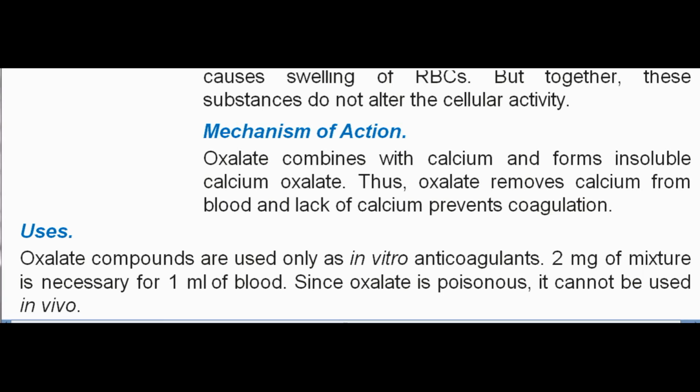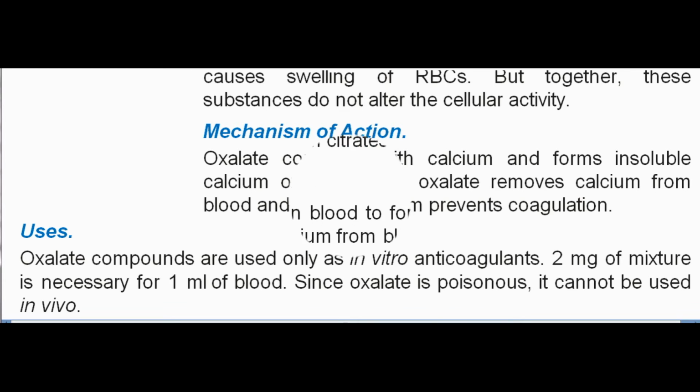Mechanism of action. Oxalate combines with calcium and forms insoluble calcium oxalate. Thus, oxalate removes calcium from blood and lack of calcium prevents coagulation. Uses. Oxalate compounds are used only as in vitro anticoagulants. 2 mg of mixture is necessary for 1 ml of blood. Since oxalate is poisonous, it cannot be used in vivo.